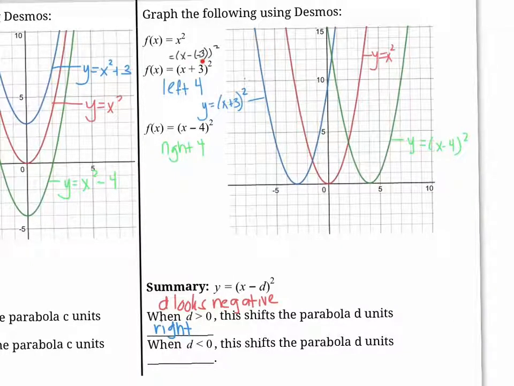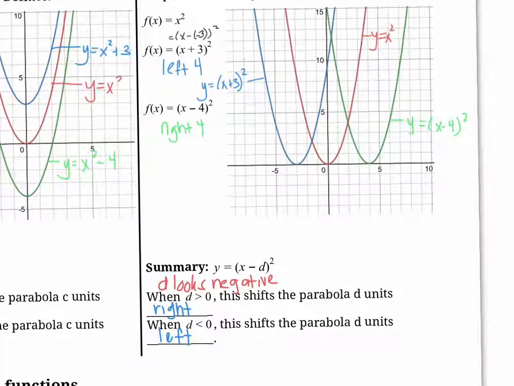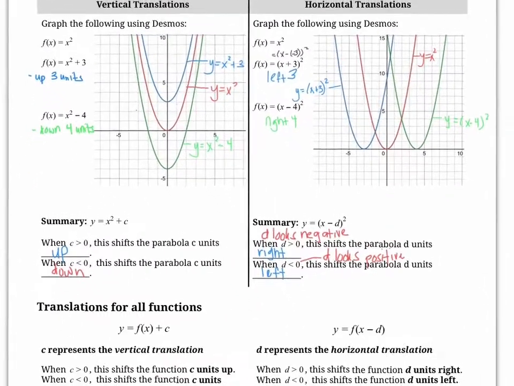Taking a look here, when our D was negative, so our D was -3 here, we went to the left. Now let's put a little note in here that D is going to look positive. Looks positive. And let's just make sure we understand this. So when D looks positive like it is here, we're going to the left 4. Or sorry, I just realized that I made a mistake. It was never left 4. It was always left 3. Okay, so when D looks positive, it actually goes to the left, and when D looks negative, it actually goes to the right.